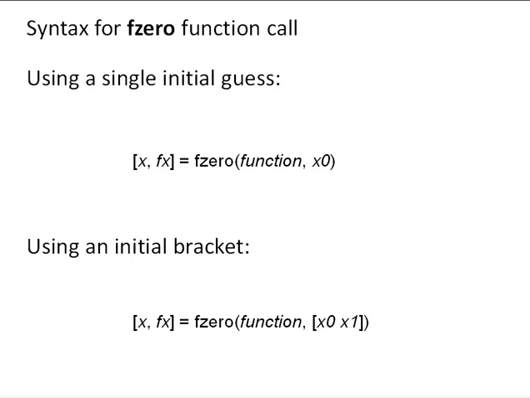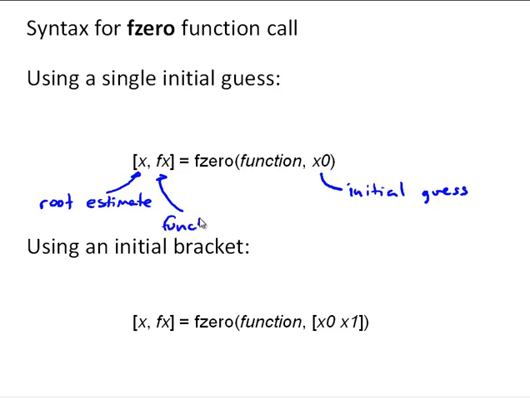So here's the syntax for calling the fzero function. You can call the function in two ways. One, you can call it with a single initial guess, x0. And when you do that, it'll move forward from there. And we'll talk about how in just a minute. But that's a single initial guess. And the output is going to be x, which is the root estimate. And this fx, that's the function value at x, which is at that root estimate.